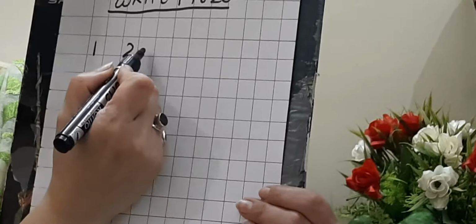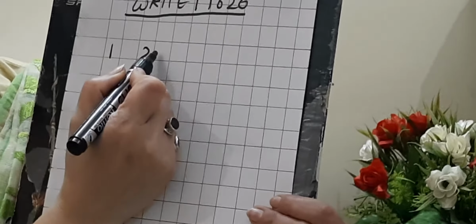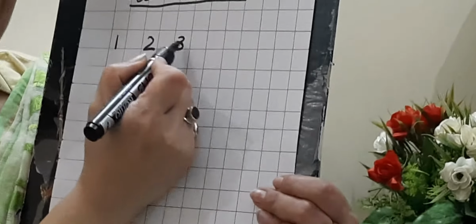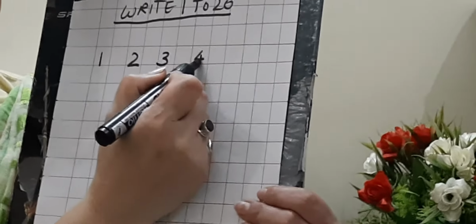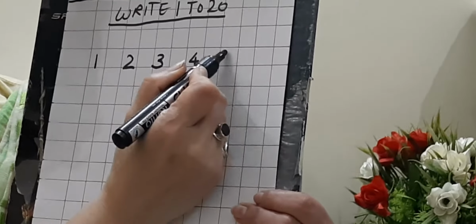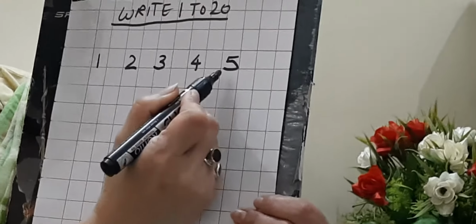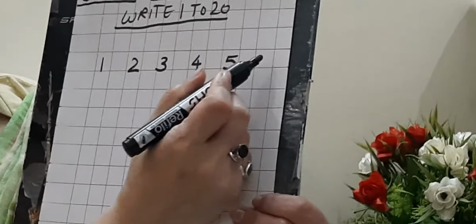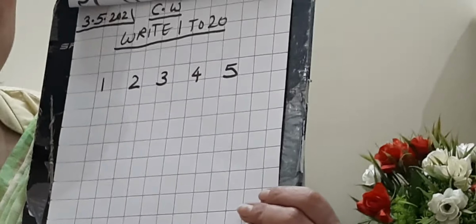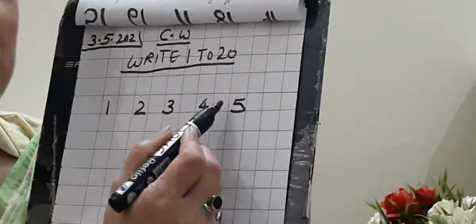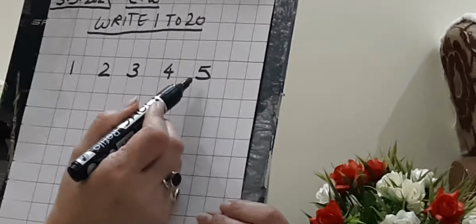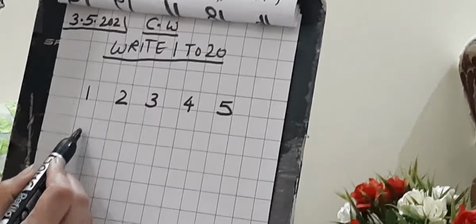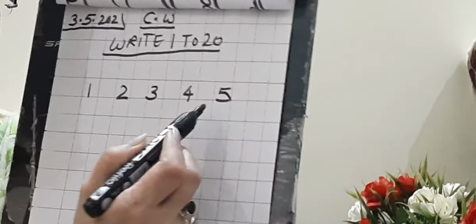2. Leave one box. Leave one box means ek box chodo. 3. Leave one box. 4. Leave one box. 5. Just stop. Now we'll go to next line. We'll not write further here because we don't have enough space and it will be clumsy or will not come together. So after 5, just stop and we'll switch to next line. When we switch to next line, again, leave one box line and write.